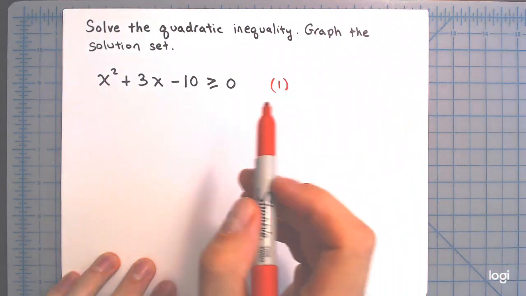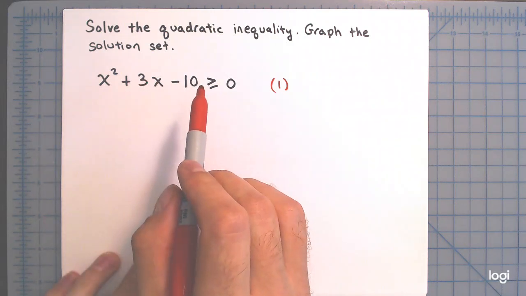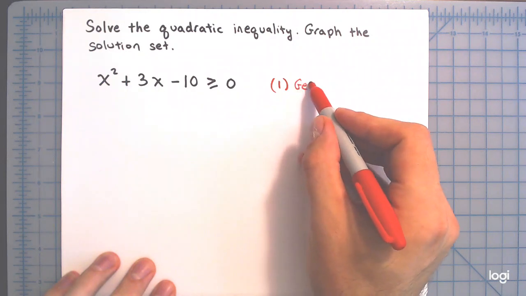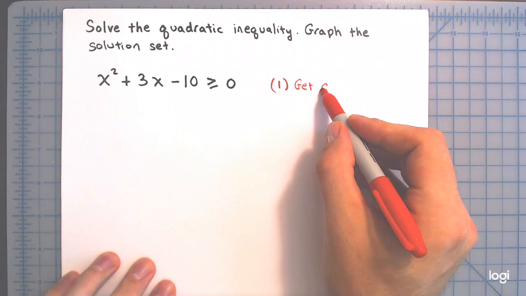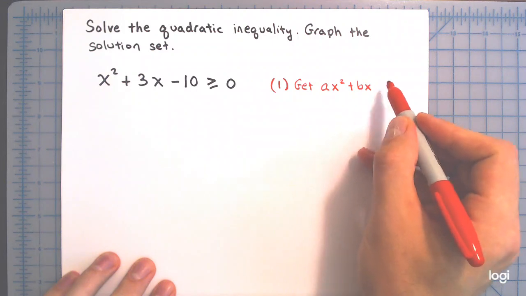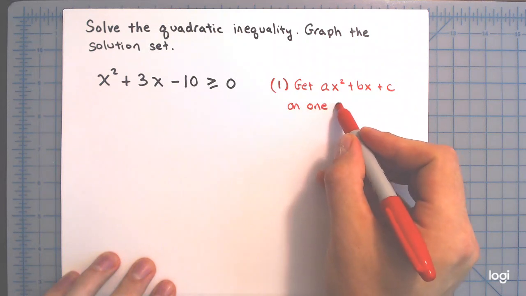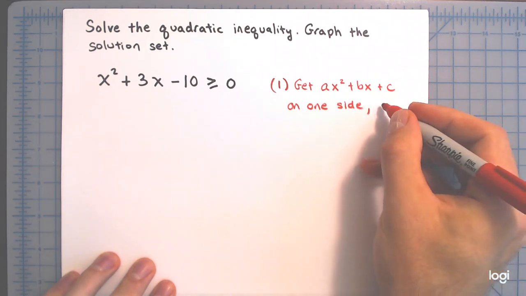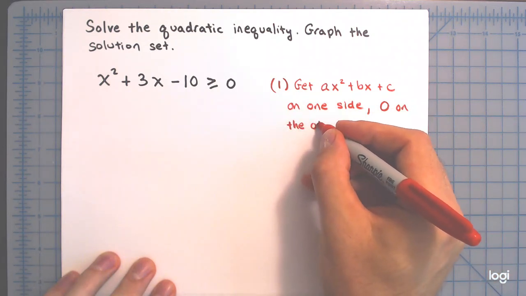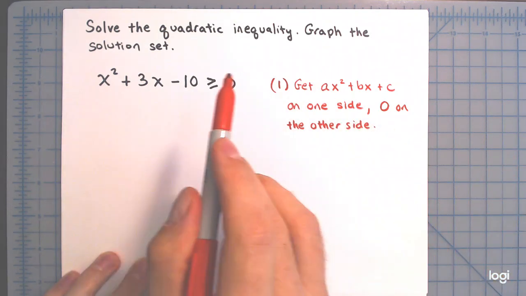The first thing I want to do is get it to look like this. So I have x squared plus 3x minus 10 is greater than or equal to 0. I want to get everything to one side, 0 on the other side of the inequality symbol, so I get ax squared plus bx plus c on one side and 0 on the other. It's like a standard form.